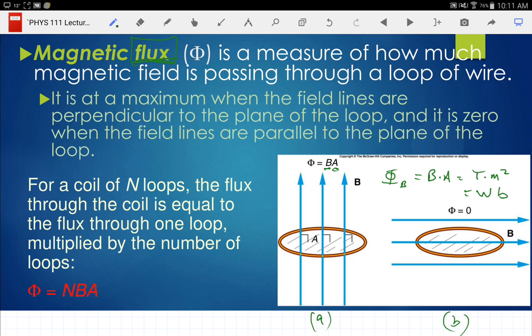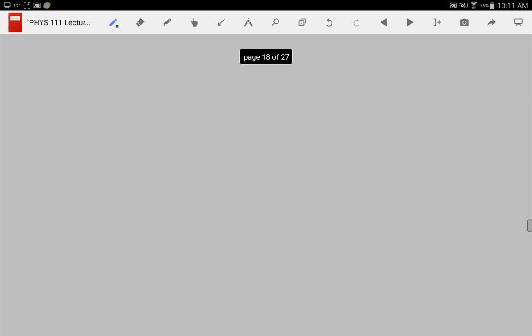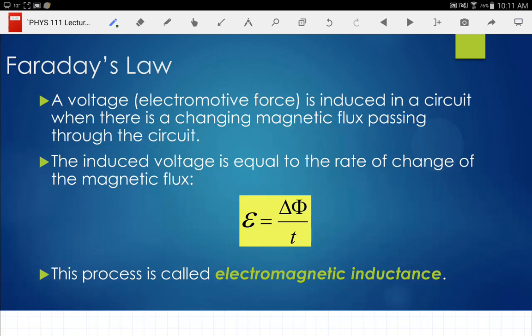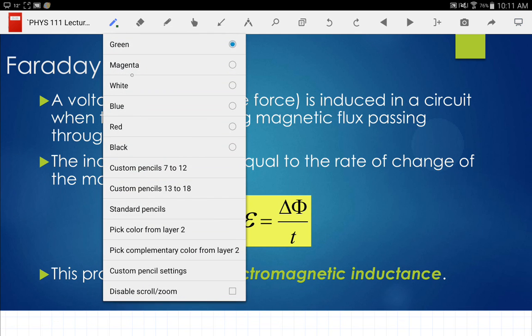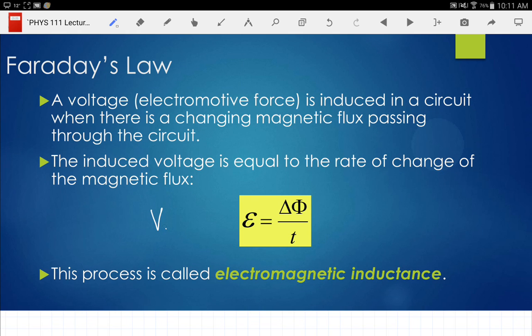So we measure that magnetic flux, and Faraday says that if the magnetic flux changes, then you're going to induce a voltage. So the induced voltage is the rate at which that magnetic flux is changing. So that would be equal to the change in magnetic field times area that it goes through over, and really should have a delta there, a change in time.